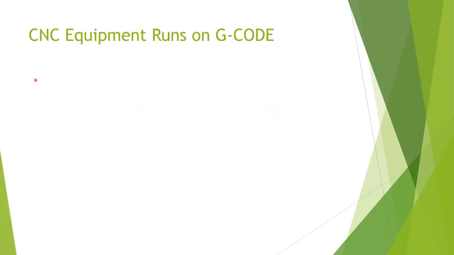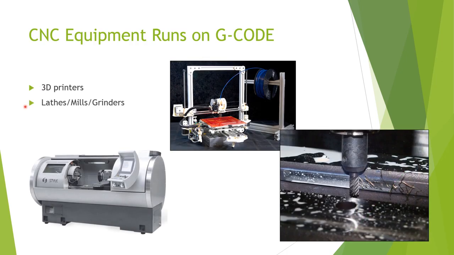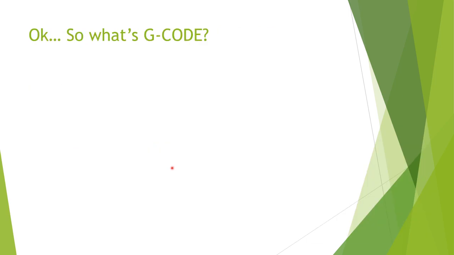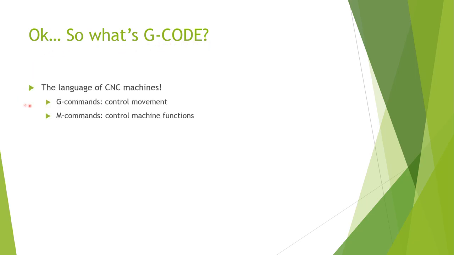This ranges from your hobbyist grade 3D printer to conventional manufacturing equipment like mills and lathes to non-traditional stuff like EDM machines or lasers. Assuming you know this much, the next question becomes, okay, so what is G-code? It's the language of CNC machines, which is written using two different types of commands, those that start with the letter G and those that start with the letter M.